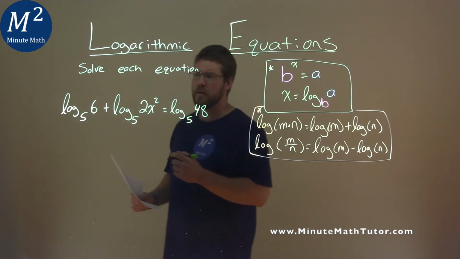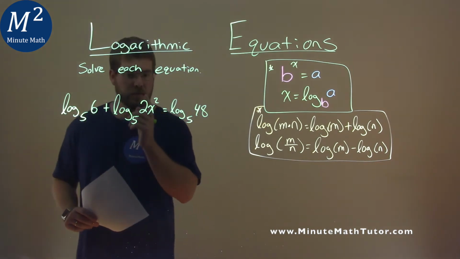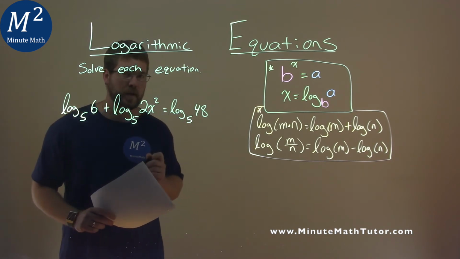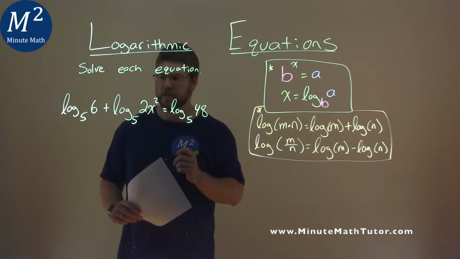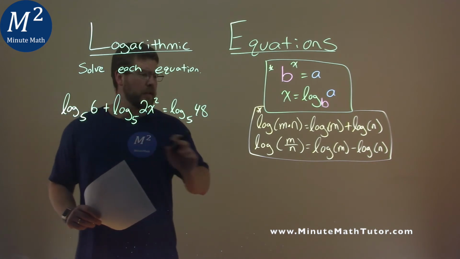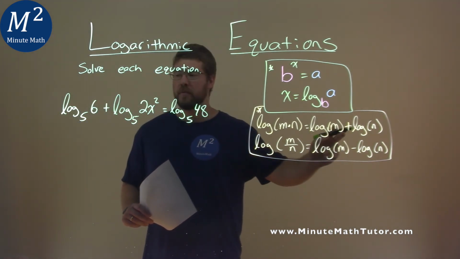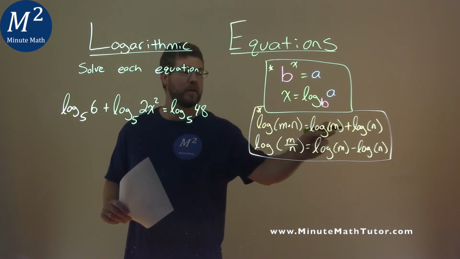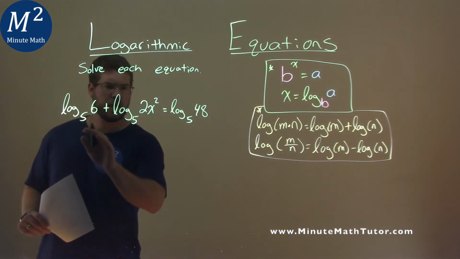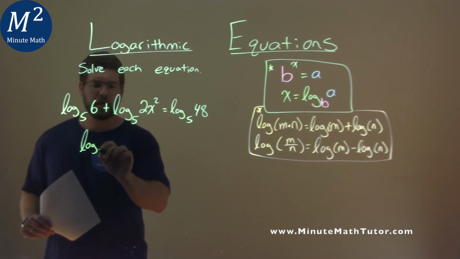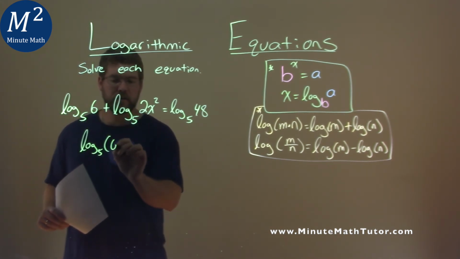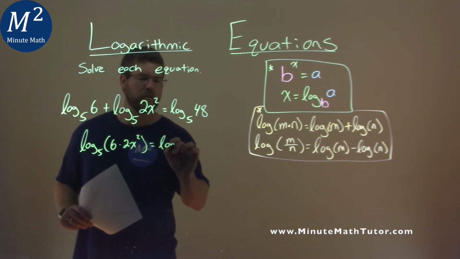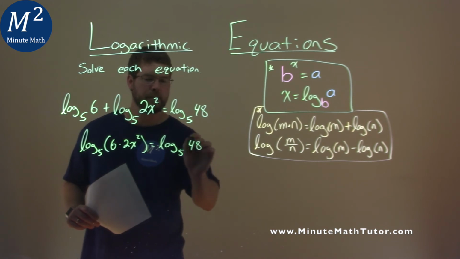We're given this problem right here, log base 5 of 6 plus log base 5 of 2x squared is equal to log base 5 of 48. And we need to solve this equation. Well, our rules tell us if we're adding two logarithms with the same base, we can combine it to be one logarithm, but multiply what's on the inside there. So let's go do that here. We have log base 5 and multiply this 6 times this 2x squared. And that's still equal to log base 5 of 48.